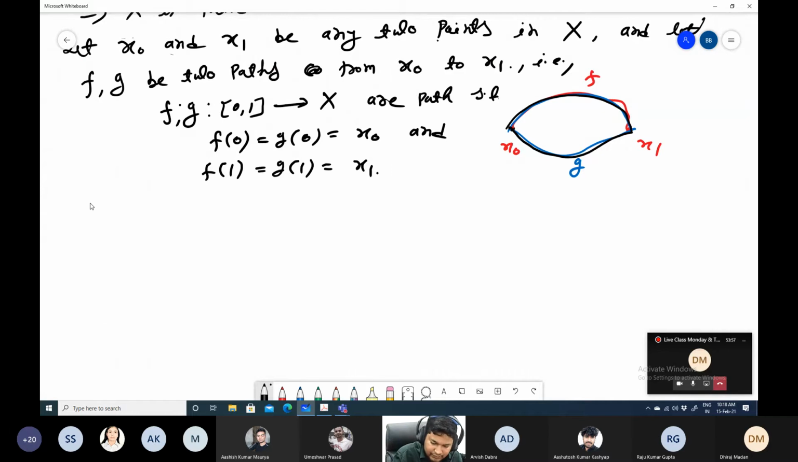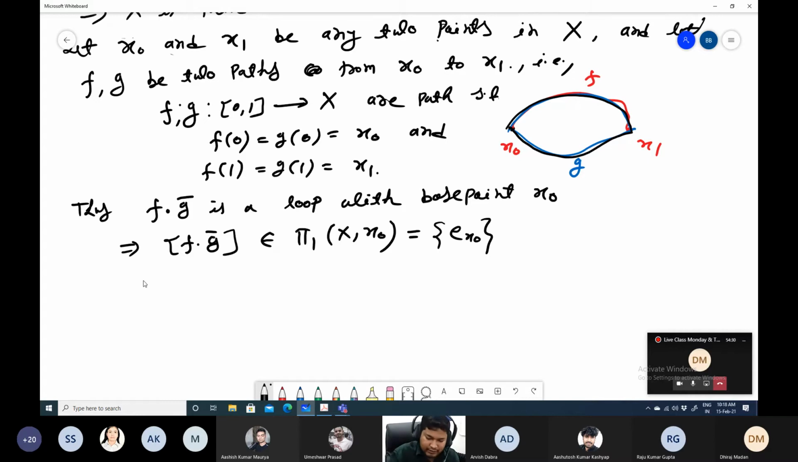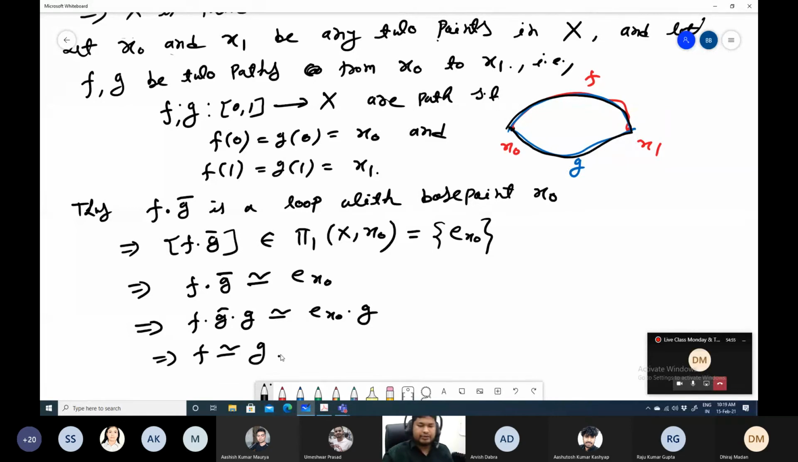So therefore f dot g bar is a loop with base point x0, right? So that implies f dot g bar belongs to pi1(X, x0), and we know that is 0, but here we have a base point, so we can write it as {e_x0}. That is the singleton set only. So that implies f dot g bar is homotopic to e_x0. Now that implies f dot g bar dot g, and that implies f is homotopic to g. So we are done.